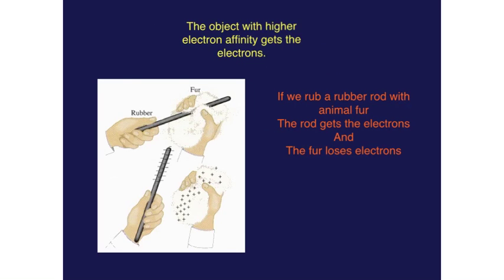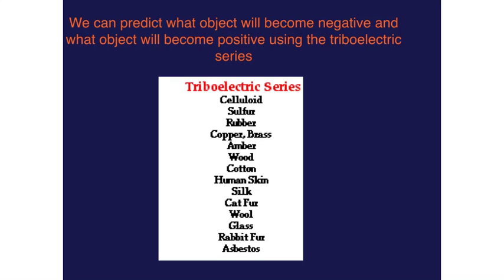We know that when we do this rubbing, the object with the higher electron affinity is the one that gets the electrons. Here's an example. If we rub a rubber rod with animal fur, the rod has a greater electron affinity. It gets the electrons and becomes negatively charged. The fur loses the electrons and becomes positively charged.